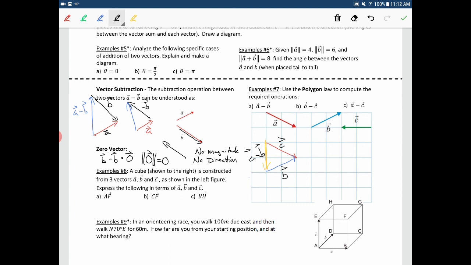And so then the next two examples, I want you to try yourself, and then we'll do them in class.